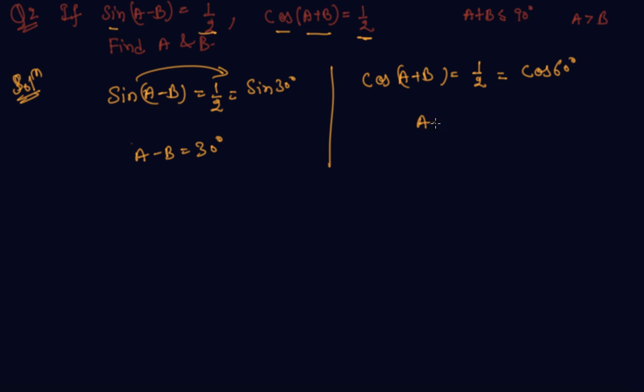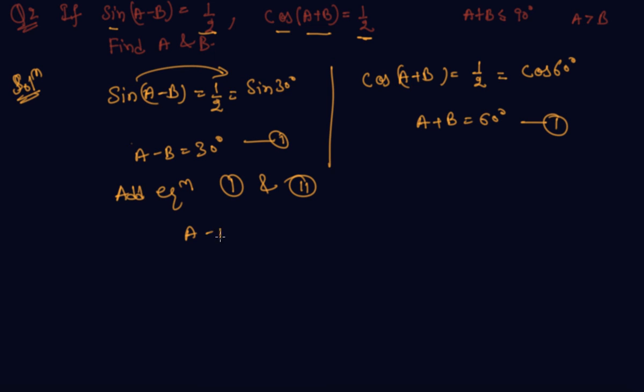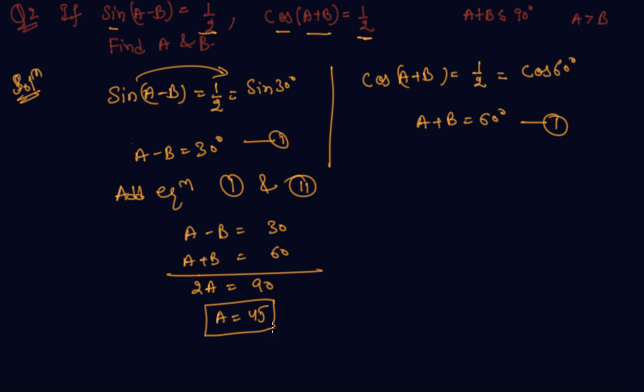So A plus B is equal to 60 degree, and we are getting two equations in terms of A and B. Add equation 1 and equation 2. A minus B equal 30, A plus B equal 60. Adding both these, we get 2A equal 90, A equal 45. Okay, I hope students you are clear up to now.